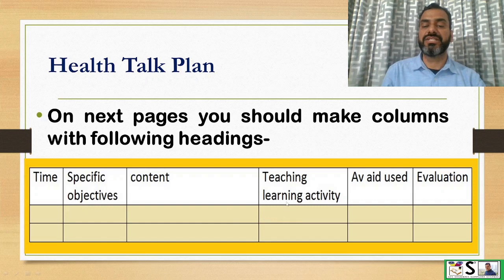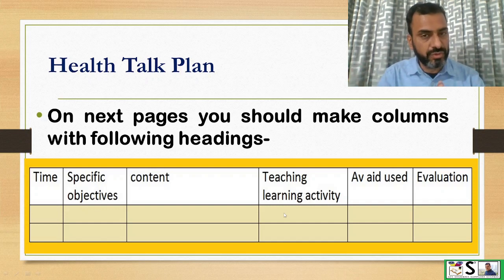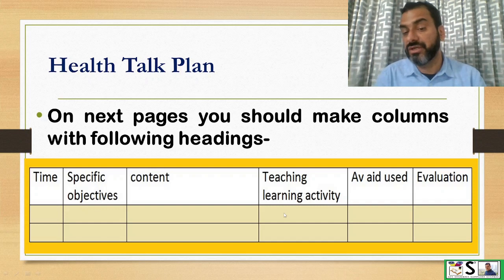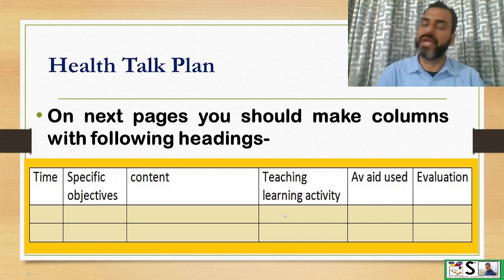And then teaching learning activity. What is teaching learning activity? Here you can write what you are going to do, what is happening there. For example, the teacher is explaining this topic to the audience and the audience are listening carefully. So in this way you can write the teaching learning activity which is going to happen there.